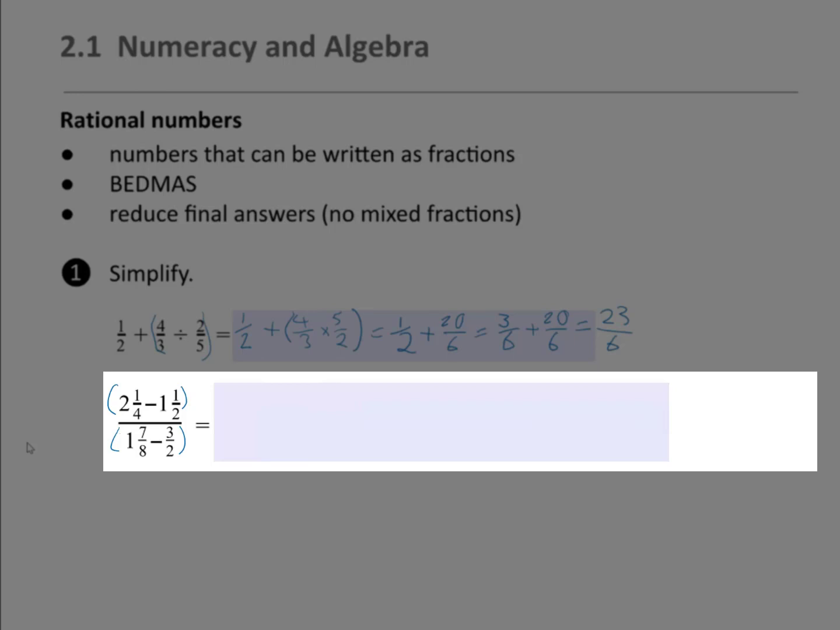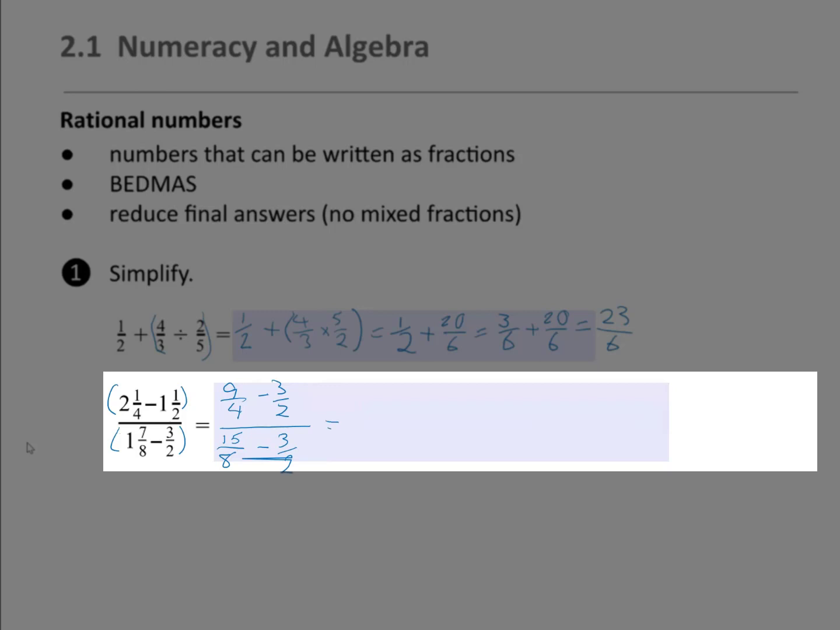So first, let's convert into improper fractions. So 2 times 4 plus 1 is 9. So it'll be 9 over 4. 1 times 2 plus 1 is 3. So we'll end up with 3 over 2. And this should all be fairly straightforward and review. You guys should have seen this a couple times by now. 1 times 8 plus 7, you get 15. And that's 15 over 8. Subtract 3 over 2.